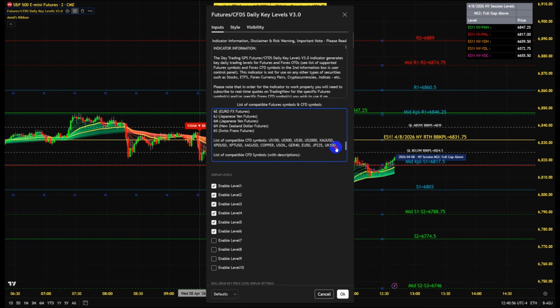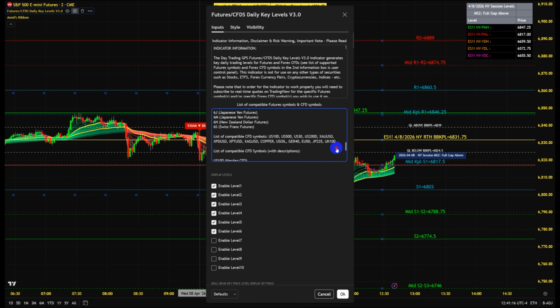Then we have the CFD symbols if you have a Forex account, or if you're participating in a trading challenge through a prop firm where you're trying to get a funded account. Oftentimes those are foreign-based companies which are just Forex-based, and so unlike their US versions of prop firms, you would need to trade a Forex CFD version of either the NASDAQ or the S&P 500.